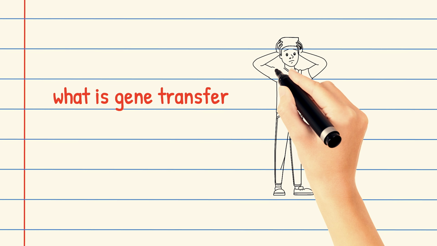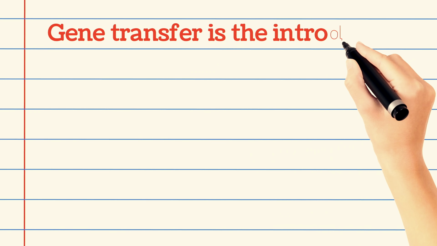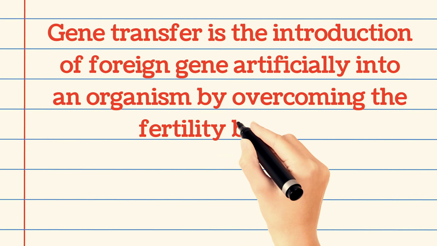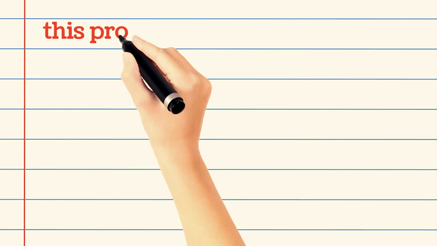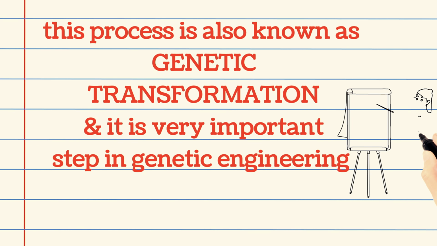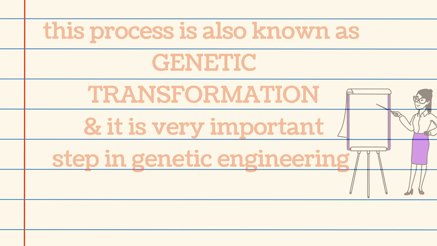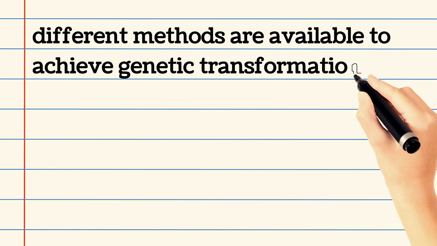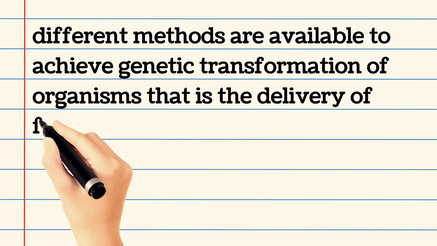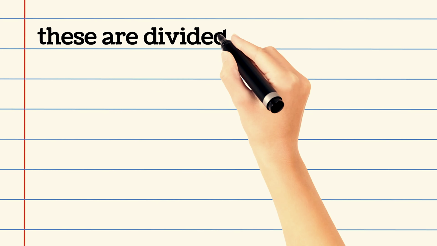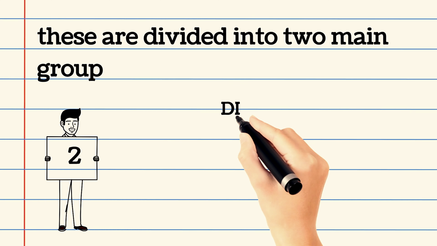What is gene transfer? Gene transfer is the introduction of foreign gene artificially into an organism by overcoming the fertility barriers. This process is also known as genetic transformation, and it is a very important step in genetic engineering. Different methods are available to achieve genetic transformation of organism, that is, the delivery of foreign DNA into the host organism. These are divided into two main groups: direct methods and indirect methods.